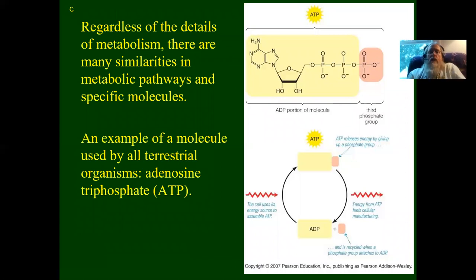Now, obviously, there are a lot of variations in the details of metabolism. But it turns out that there are still a lot of similarities in metabolic pathways and in specific molecules that are used. I'm just going to give you one example of it, and there's more, but this is one I'll give you. If you ever took biology in high school, you probably learned about this molecule, something called ATP, adenosine triphosphate for short.